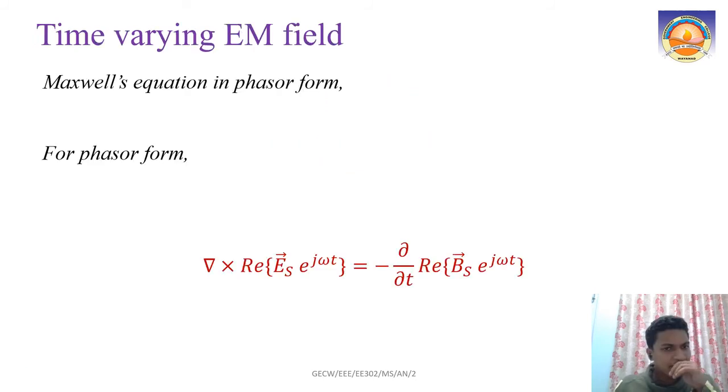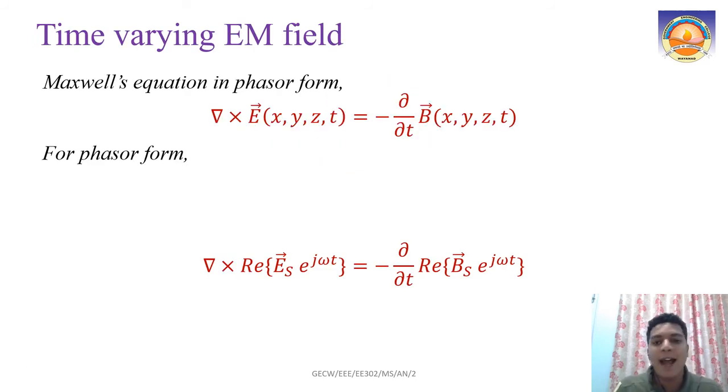For that, first, let us see a Maxwell equation. We all know the third Maxwell's equation, the curl of electric field: del cross E equal to minus dou B by dou t. So let us just convert it.